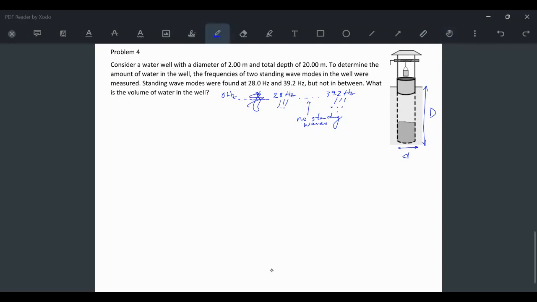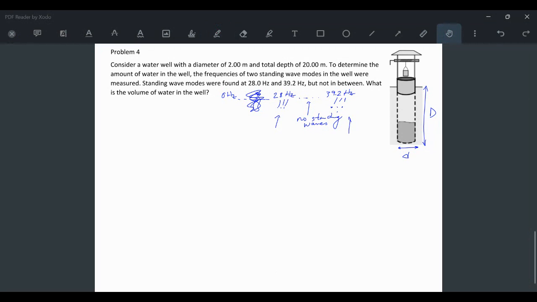Nothing in between. Maybe you could pretend that in this region here, your speaker wasn't sensitive enough, your microphone wasn't sensitive, so it's just not reasonable to do the experiment in that region. But the point is, here you have consecutive standing waves. So this is a mode, and then this is the next one. So they're consecutive standing wave modes. Using this information, we're trying to find out what is the volume of water in the well.